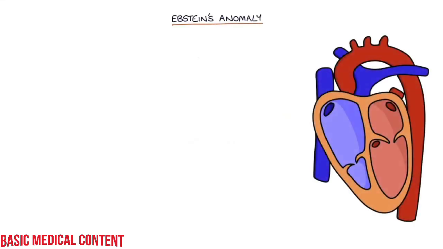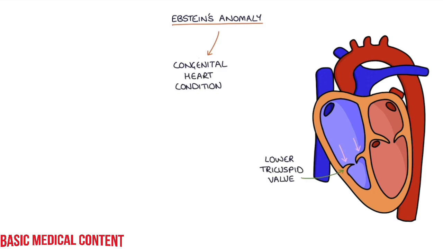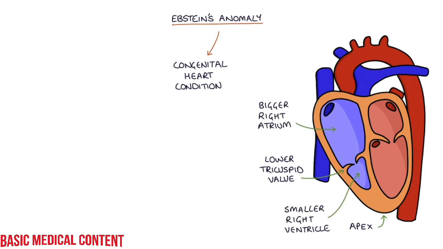In this video, I'm going to be going through Ebstein's anomaly. Ebstein's anomaly is a congenital heart condition where the tricuspid valve is set lower in the right side of the heart towards the apex of the heart, and this causes a bigger right atrium and a smaller right ventricle. This leads to poor flow from the right atrium to the right ventricle and therefore poor flow to the pulmonary vessels.